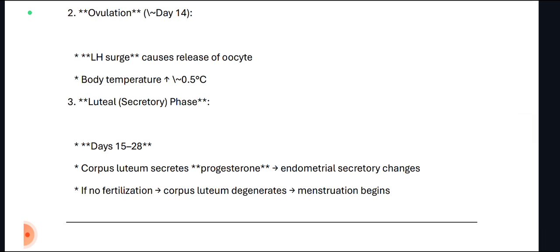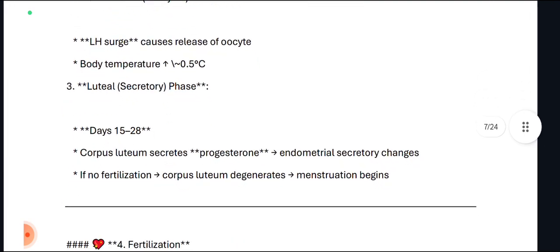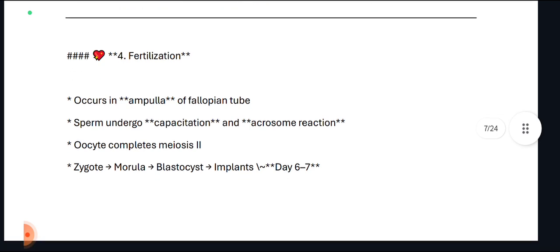Next up is the luteal or secretory phase. This occurs between 15 to 28 days, in which corpus luteum secretes progesterone. Endometrial secretory changes are there. And if there is no fertilization, the corpus luteum degenerates and the menstruation begins. Okay, so there is follicular phase, ovulation, and the luteal phase.